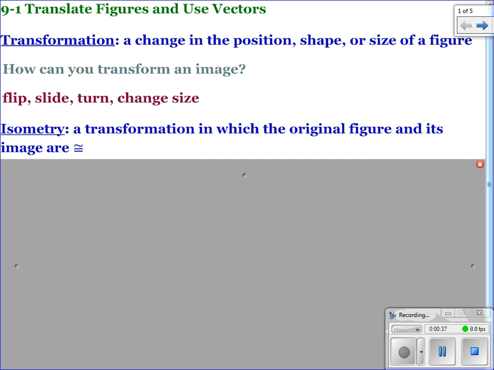Isometry just means that the original figure and the image are the same shape and size. So when you dilate something, either make it bigger or smaller, that's the only one that's not an isometry.